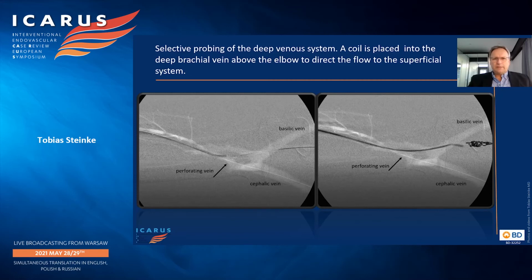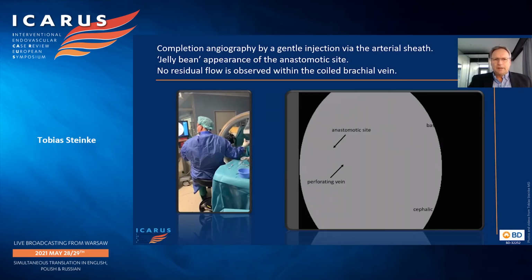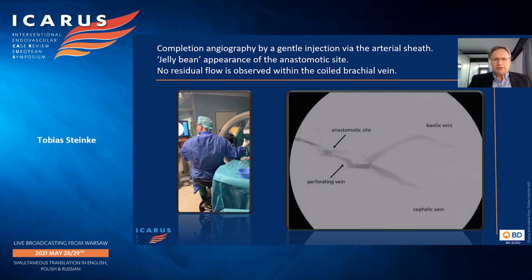Coil is placed into the deep brachial vein above the elbow to direct the flow to the superficial system. The completion angiography by gentle injection via the arterial sheath shows the jelly bean appearance of the anastomotic site and no residual flows observed within the coiled brachial vein.